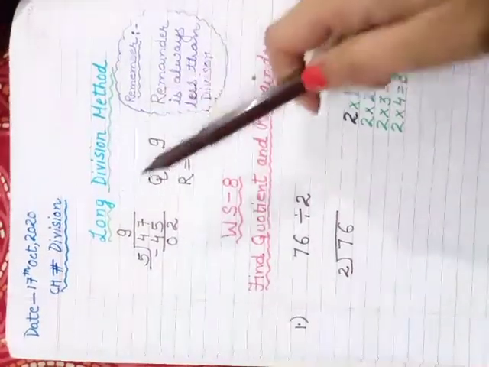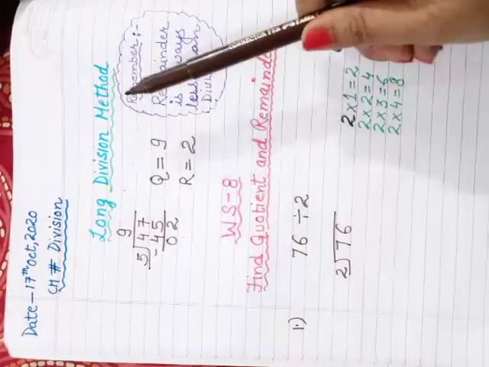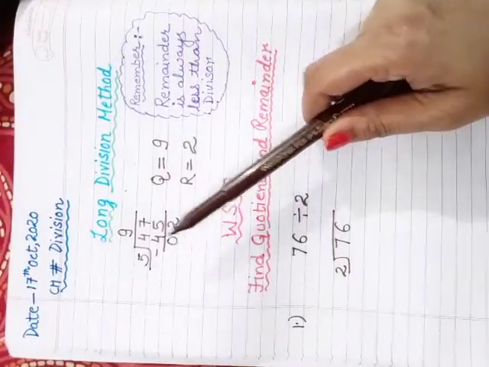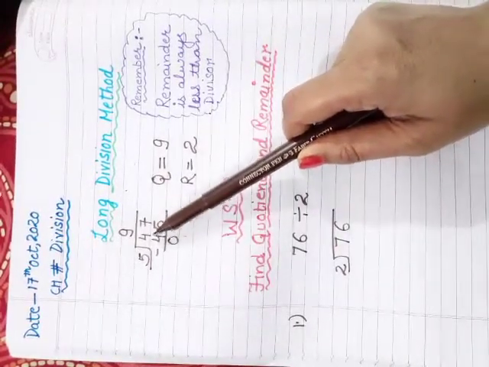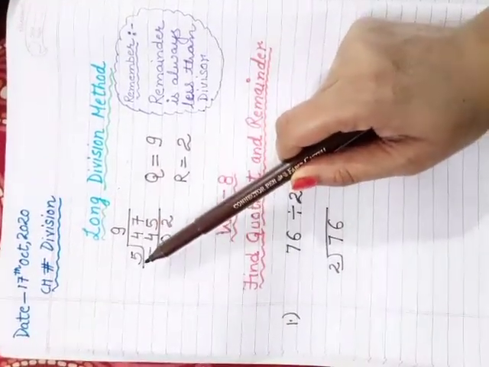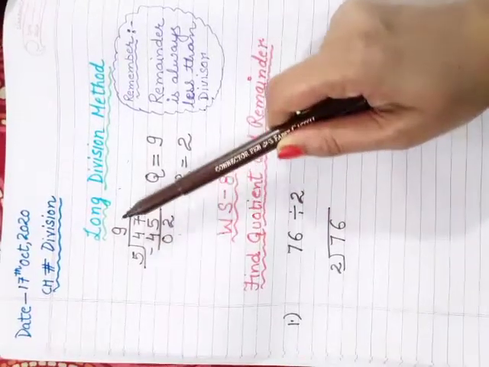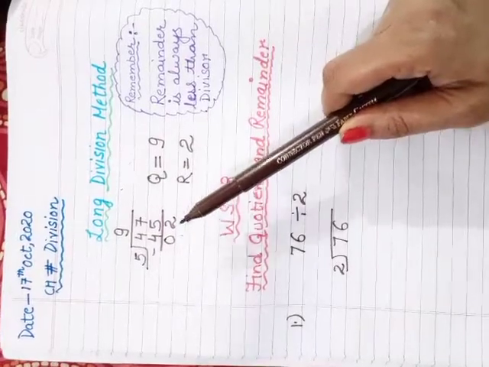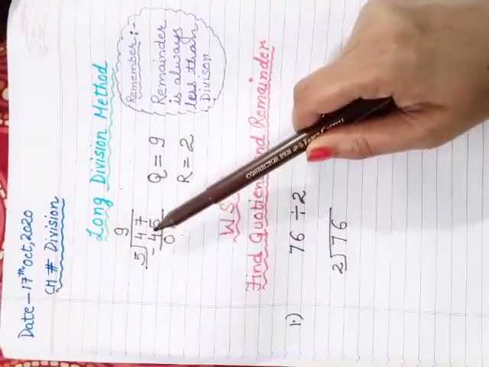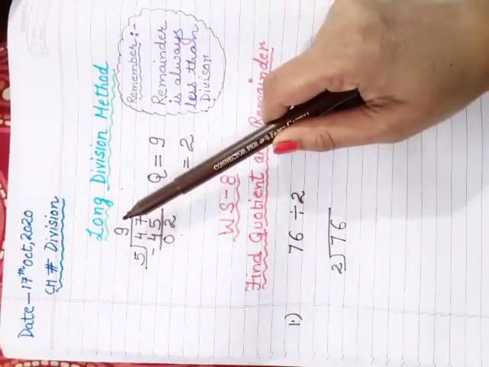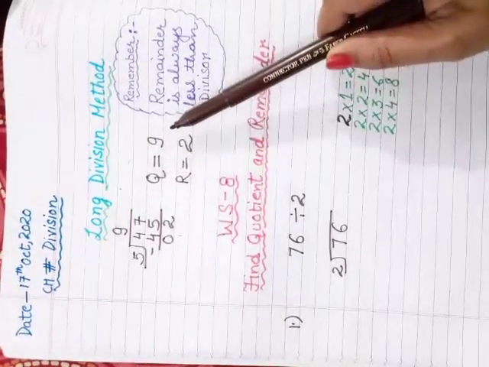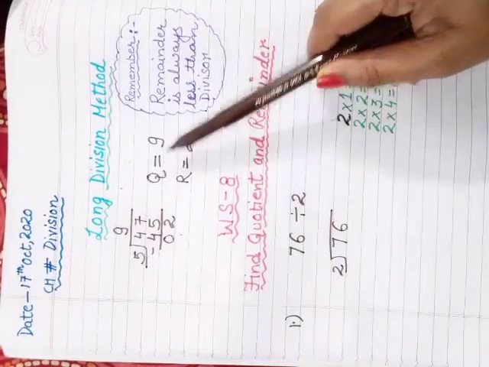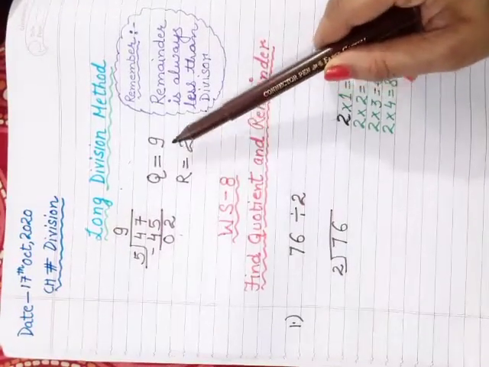Today we will again learn about the long division method. Earlier, you have noticed that when you divided a two-digit number by a one-digit number, you got a one-digit quotient and a remainder. Here in this question, we have quotient equals 9 and remainder equals 2, and 9 is your one-digit quotient.